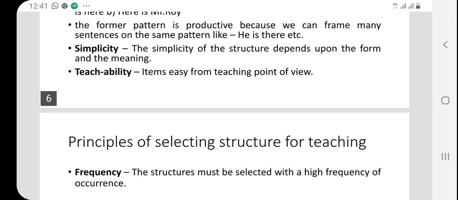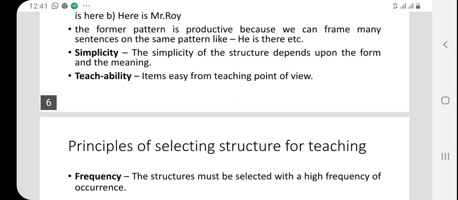Then teachability. Definitely, the lessons and sentence structures should be easily teachable in the class, so that they are accepted by the learners, and the teacher has a good command of the structures he is teaching in the class. And that is all these things.